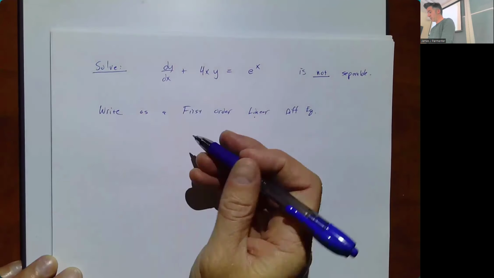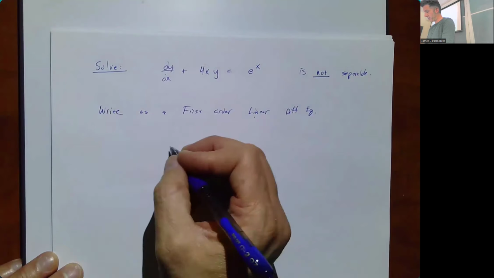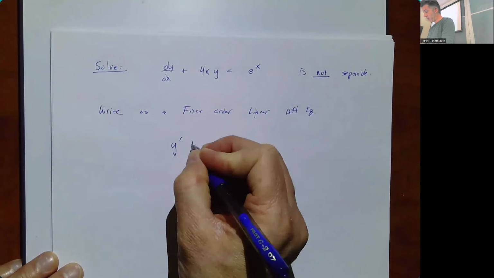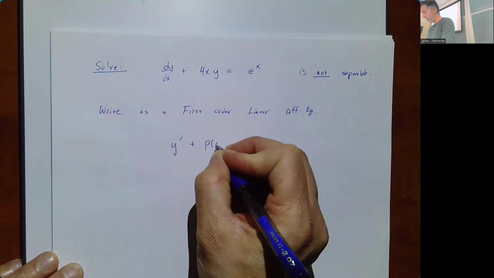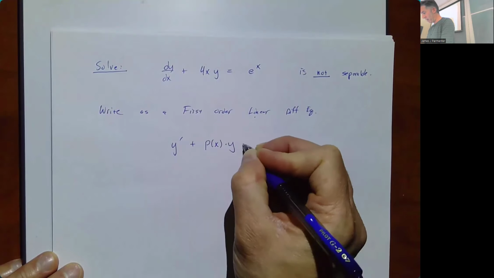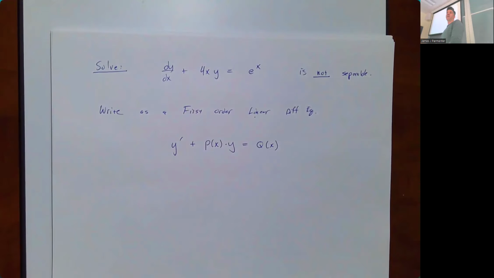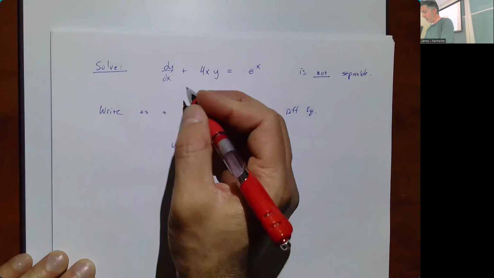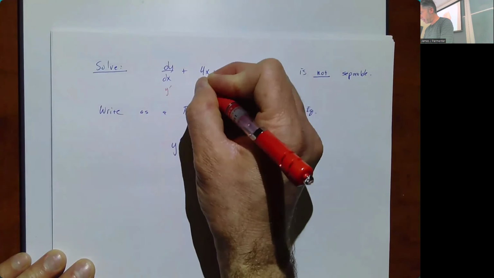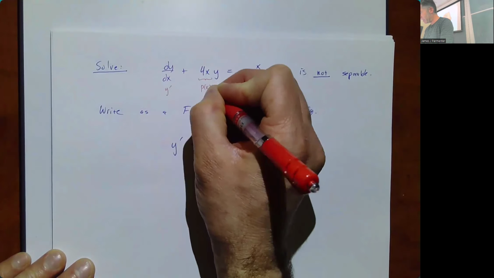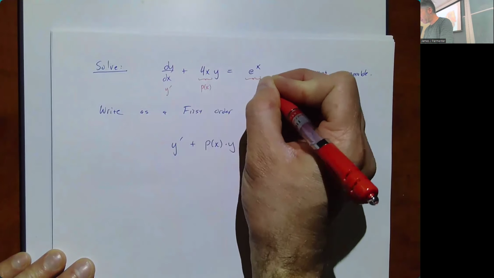And what you're going to do is then you want to write this as y prime plus some function of x times y equals some other function of x. So that's the first step in solving a first order linear differential equation. And this one's already written that way. So this one is written as y prime plus some function of x times y equal to some other function of x.